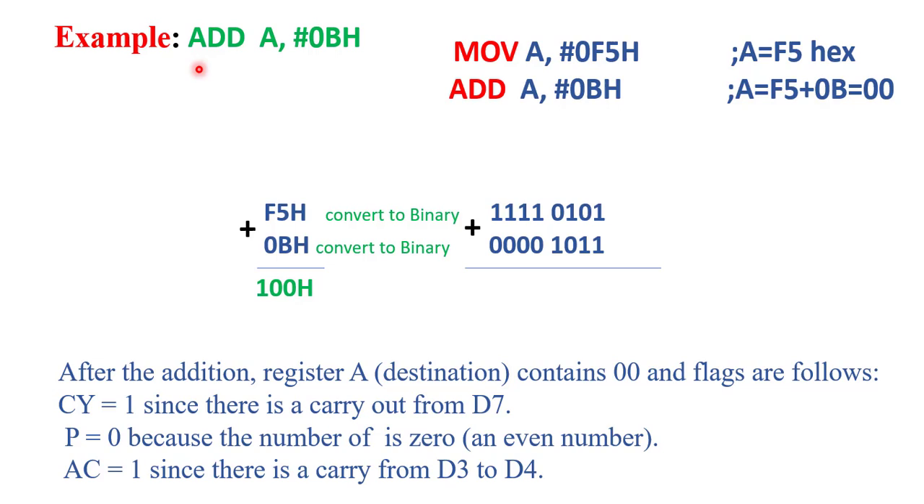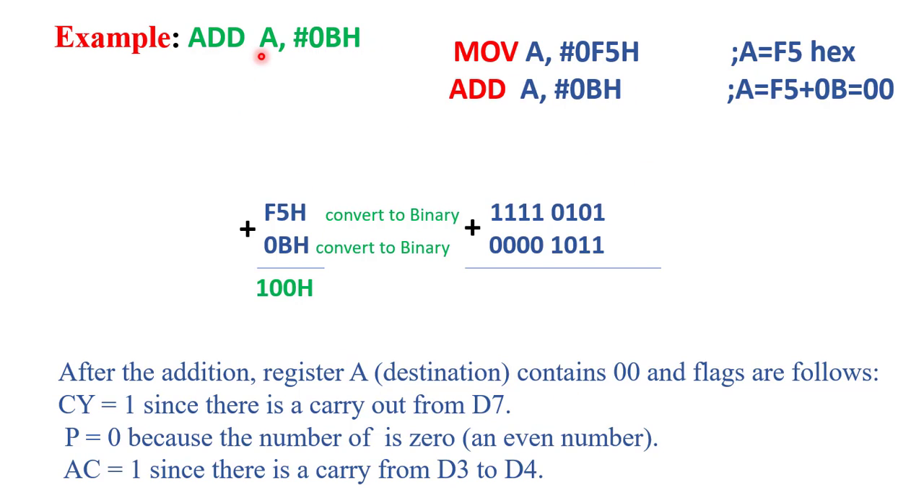Next example is ADD A, #0B. This is also an example of an addition instruction and immediate addressing mode. This instruction tells that this immediate data is added with the content of the accumulator register and the result is stored in the accumulator register. Here I explain the whole solution of the instruction.